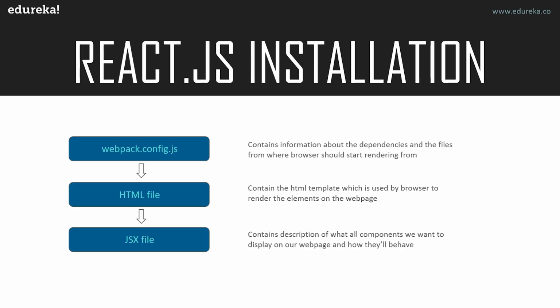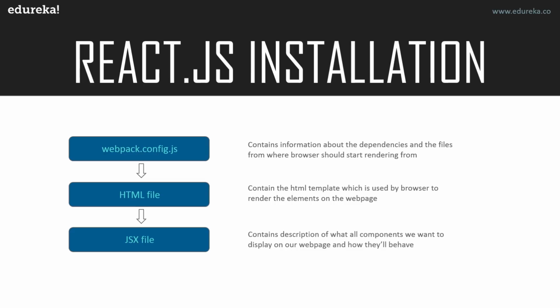It allows you to give the information of your startup file, and then you will have an HTML file which contains the complete HTML template which is used by the browser to render the elements. And then there will be a JSX file which contains the description of what all components we want to display on our web page and how they will behave. So let's get started, and we will see how we can use React.js in an empty HTML file and how we can add the dependencies.